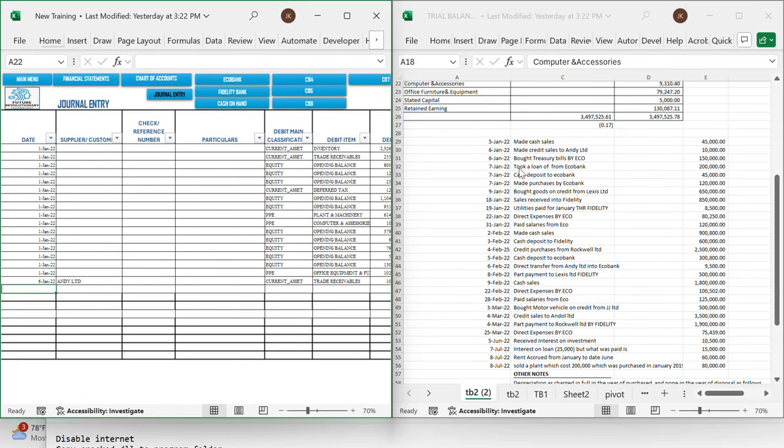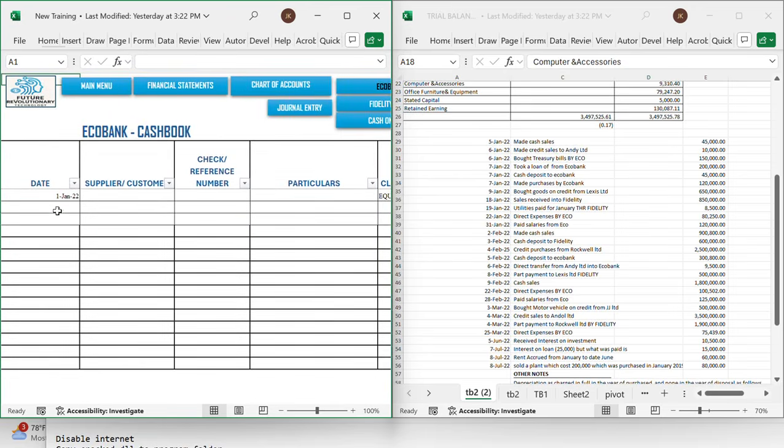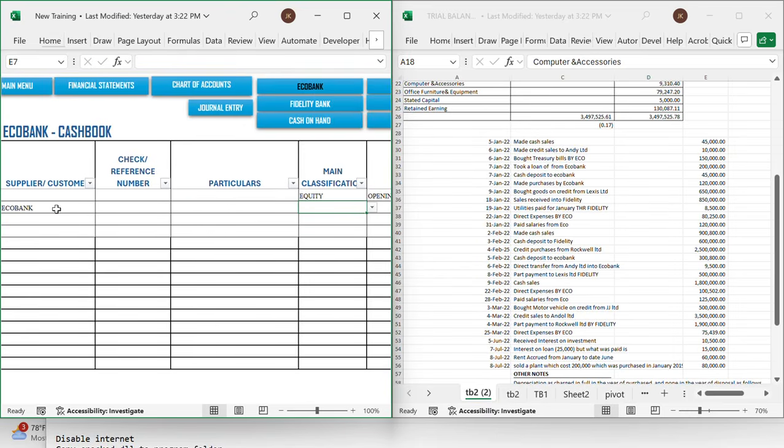Now the next transaction is we bought treasury bills by EcoBank, right? So this one, it is a cash transaction and then it refers to the EcoBank. So straight away we select the EcoBank and then the date is going to be January 6th, 2022. Maybe EcoBank purchase of treasury bill.